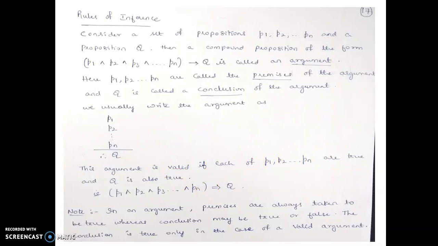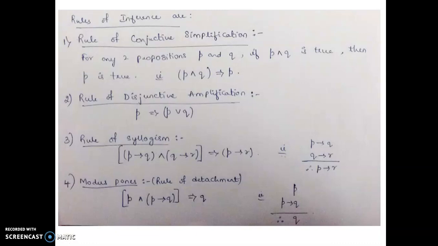Coming to the next slide, we have certain rules of inference. First is conjunctive simplification. Conjunction we have studied in the laws of logic, so that is an AND operation. Here, for any two propositions P and Q, if P and Q is true, then P is true. If the first two, that is P and Q, are true, then P will be true.